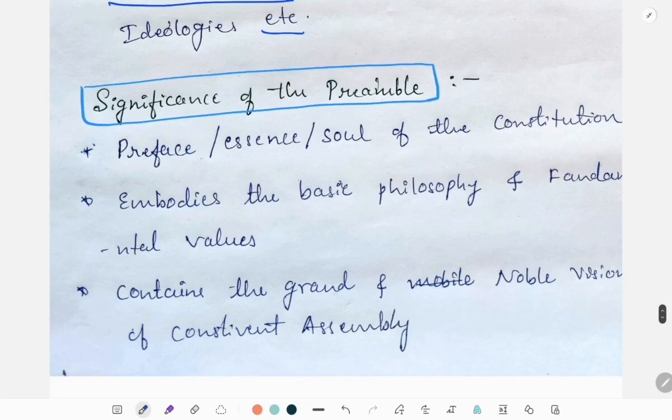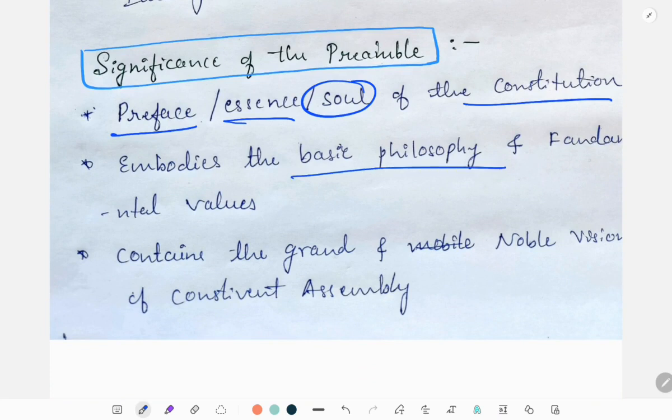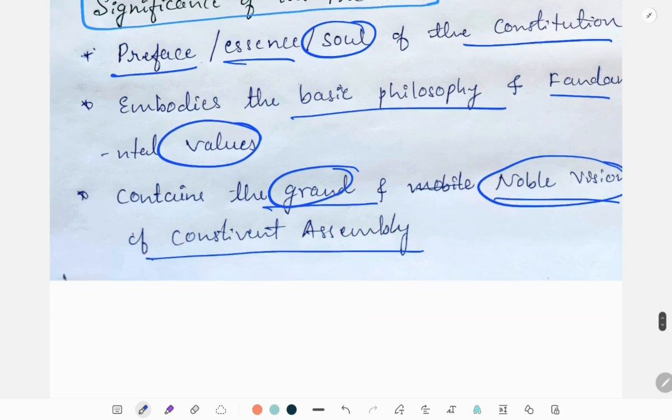Next, we'll see the significance of the Preamble. It is the preface, the essence or the soul of the Constitution. It embodies the basic philosophy and fundamental values, and it contains the grand and noble vision of the Constituent Assembly.